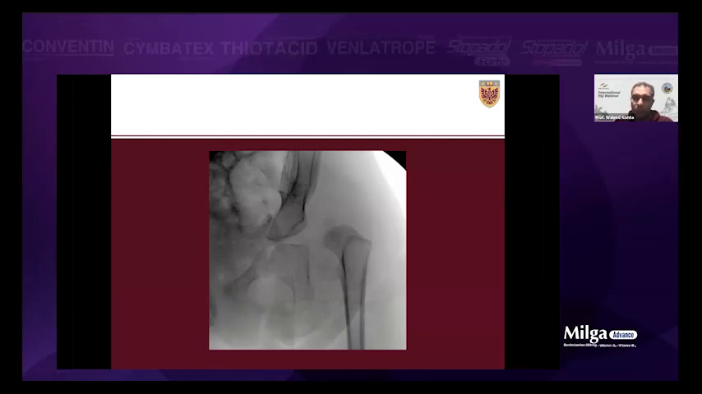Perfect. So now we did the bikini incision, we did the adductor tenotomy. We feel that the hip is going into the joint more easily with a closed reduction, and we found the interval between the sartorius and the TFL. What will be your next step?